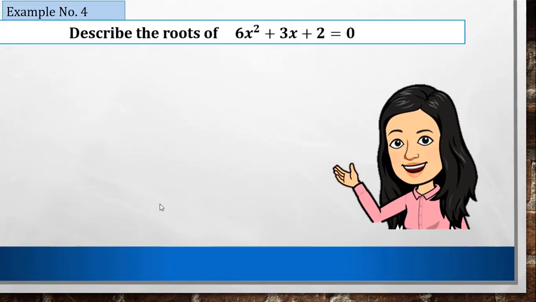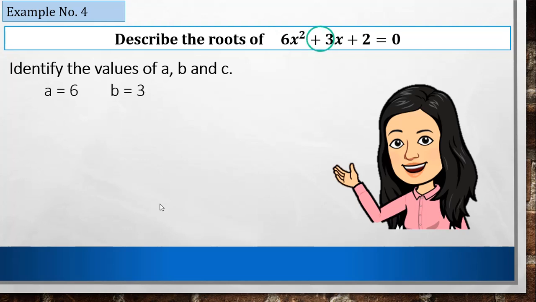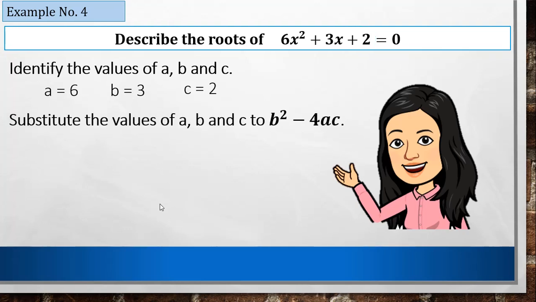Okay, example number 4. Describe the roots of 6x squared plus 3x plus 2 equals 0. So again, the first step is to identify the values of A, B, and C. A is 6, and then si B ay positive 3, and then si C ay positive 2. And then, substitute the values of A, B, and C to B squared minus 4AC. So, ang value ng B natin ay 3. So, palitan si B ng 3.